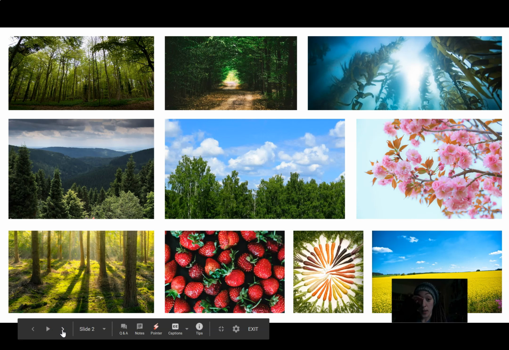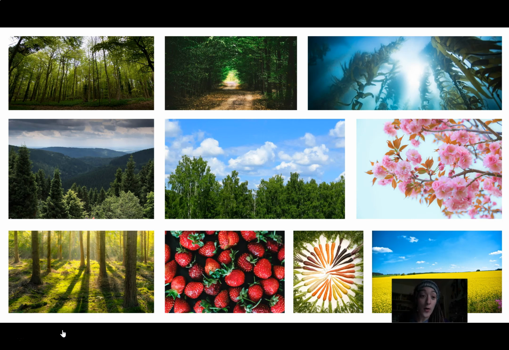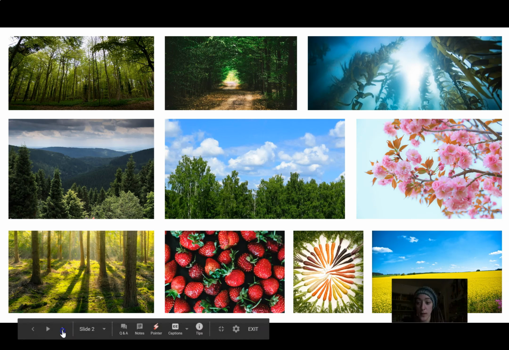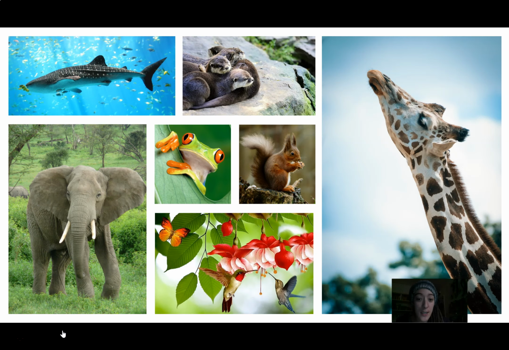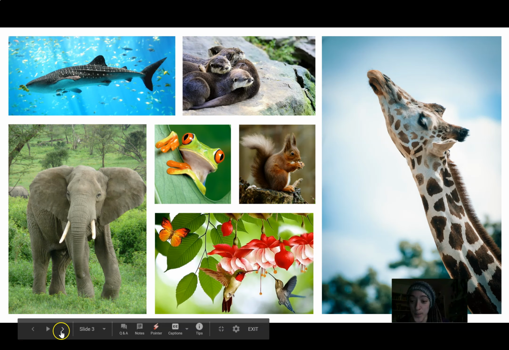So here's some gorgeous pictures of things that are in our biosphere, all the trees, all the flowers, all the fruits and vegetables, even all the plants underwater. And then, of course, all of the animals on Earth. And here's just a smattering of my favorites.